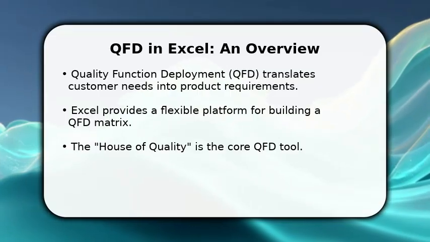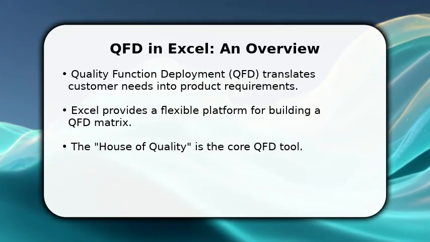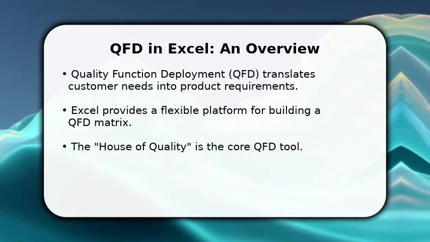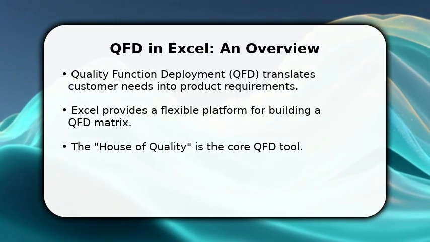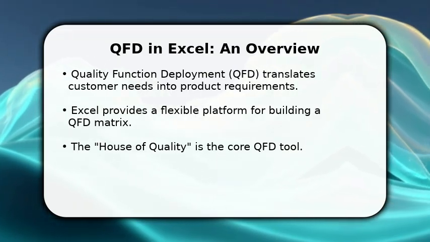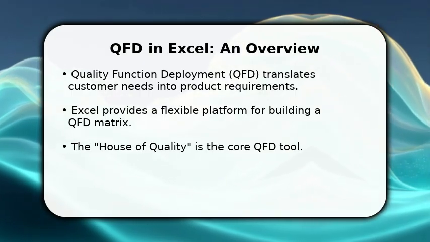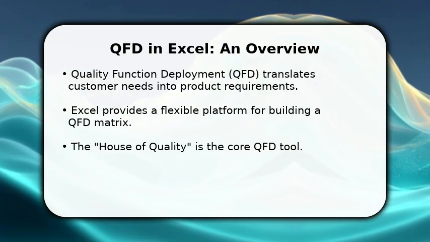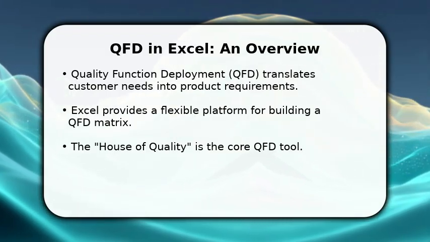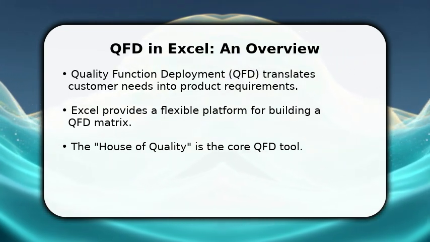In this video, I will show how to make QFD in Excel. We'll begin by setting up the fundamental structure of your QFD matrix, often called the House of Quality. This powerful tool helps translate customer desires into actionable product or service specifications. Excel offers a highly customizable environment to build this matrix, allowing you to manage complex data and relationships effectively. We'll walk through each section, ensuring you understand its purpose and how to populate it accurately.